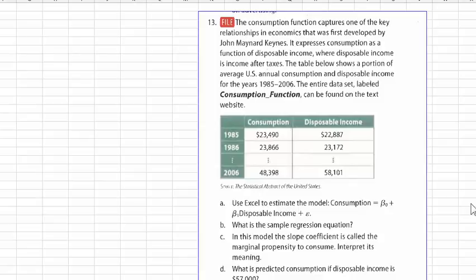In the table below, a portion of the U.S. annual consumption and disposable income for the years 1985 to 2006. That's what the data is. And so I pulled the data, this consumption function data, and I'm going to use Excel to estimate the consumption model, the y hat, if you will. And so let's go ahead and pull up the data and take a look at it.